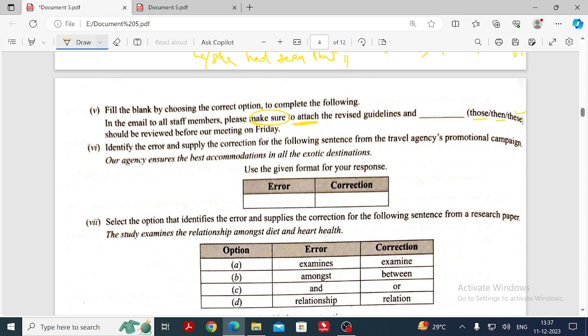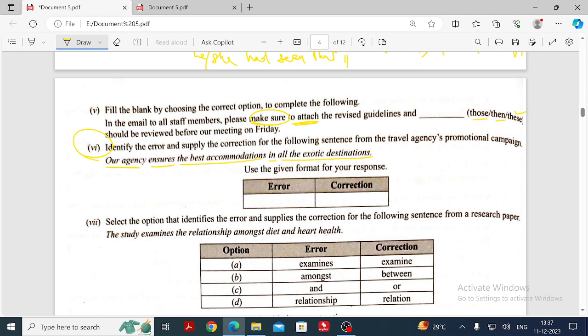And the next question, my dear, this is also somewhat very different. Find out the answer for that error. Our agency ensures the best accommodations in all the exotic destinations. Okay, yes. This is also very challenging. Already in the same sixth question alone we have discussed this, right? Say yes or no. Similar: provide, providing, same like that.